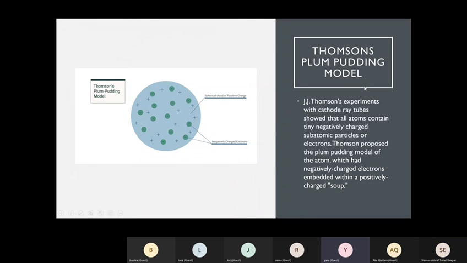And then J.J. Thomson came and said that after the experiment with the cathode ray tubes, he showed that all atoms contain tiny negatively charged subatomic particles, or electrons. Thomson proposed a model, which he called the plum pudding model of the atom, which had negatively charged electrons embedded in a positively charged soup. It's like a soup because it's all gathered around, not in a particular arrangement. You mean they are mixed throughout, like a solution? Yes. Okay.